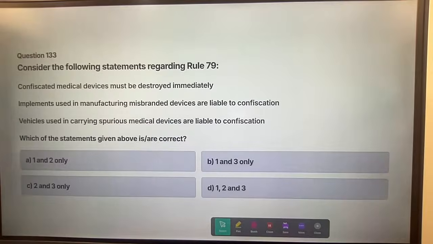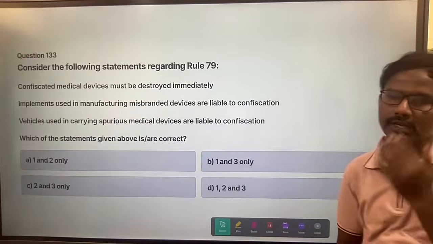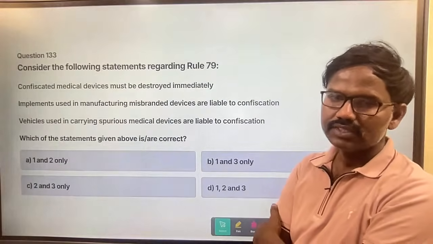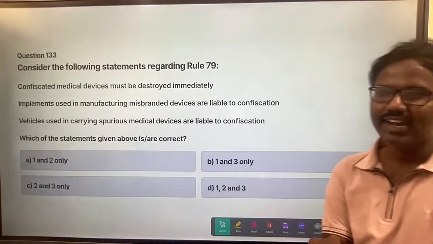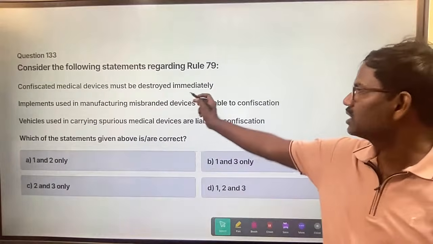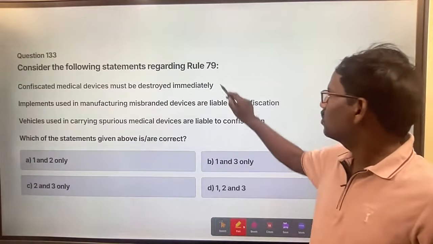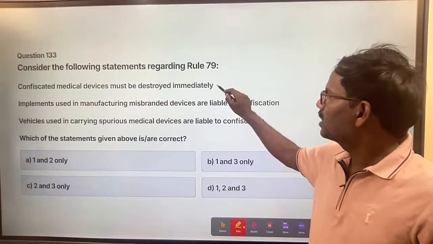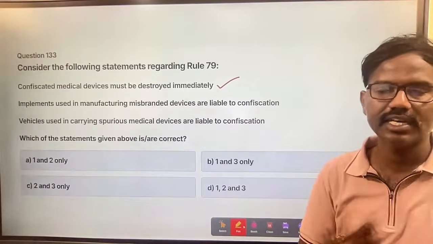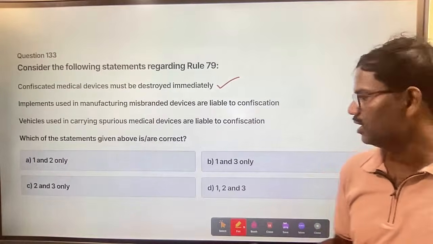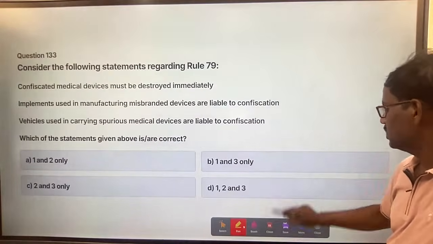Answer, please, all of you. C, D. D, where did that come from? First, you must think about this one. Confiscated medical devices must be destroyed immediately. No, you should not destroy any medical device. So we'll see the answer.